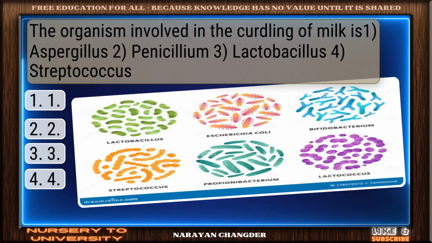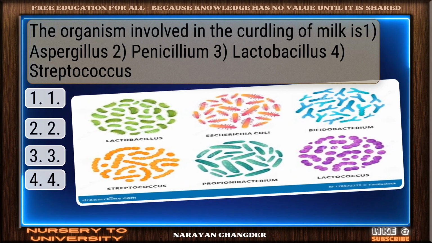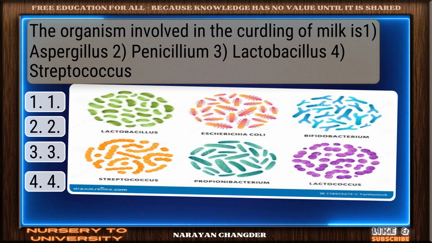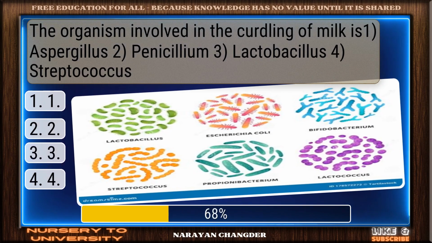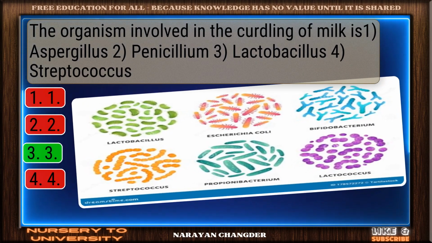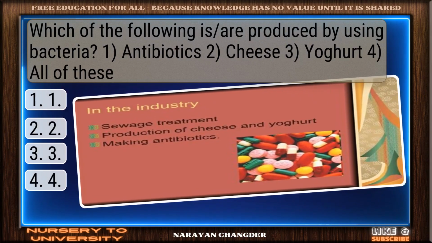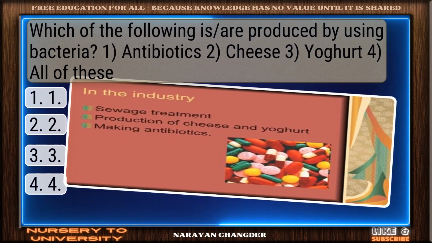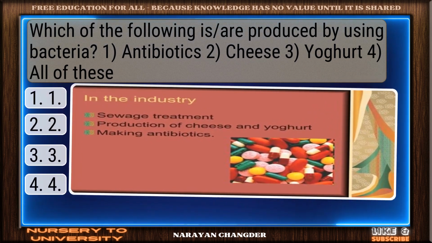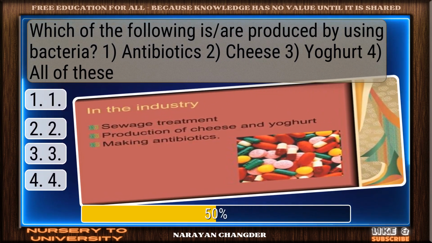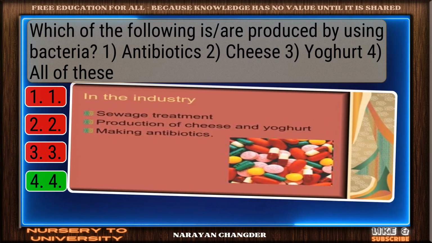The organism involved in the curdling of milk is 1. Aspergillus, 2. Penicillium, 3. Lactobacillus, 4. Streptococcus. Well reasoned. 3 is the correct choice. Which of the following are produced by using bacteria? 1. antibiotics, 2. cheese, 3. yogurt, 4. all of these. Right choice. 4 is the best answer.